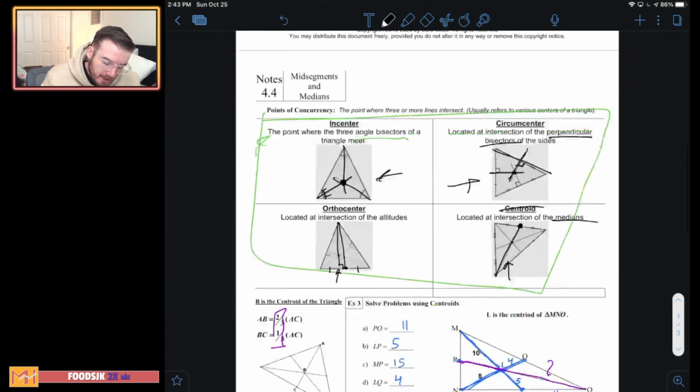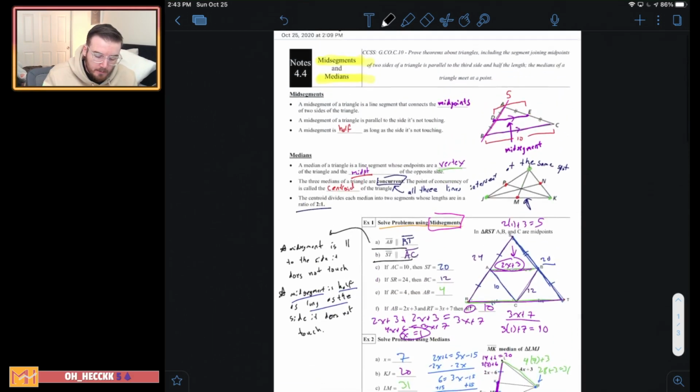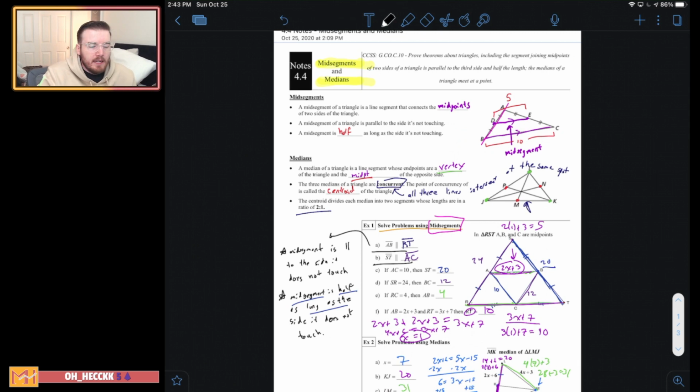All right. So with that being said, that's our mid segments and medians. Pretty straightforward today. I'm feeling pretty confident that we'll do well on the classwork. It's the very last lesson. I think the quiz will be pretty easy.